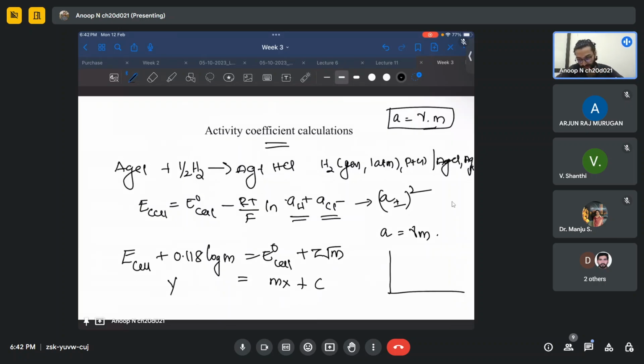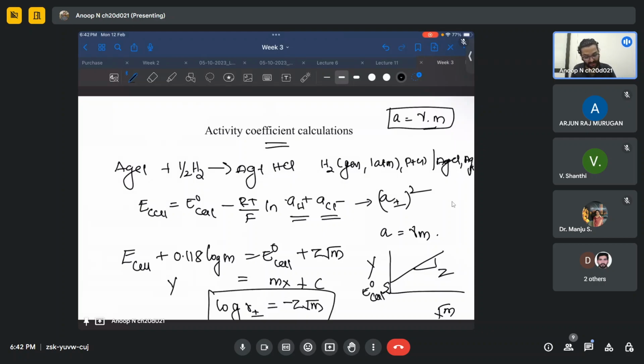So what will be the plot? It will be y against root m. The intercept will give E0 cell, and the slope will give z. Like that, we can calculate E cell as well as the activity coefficient. Once we have z and root m, we can back substitute in the equation I mentioned, log gamma plus or minus is equal to minus z root m. So we can get the activity coefficient.